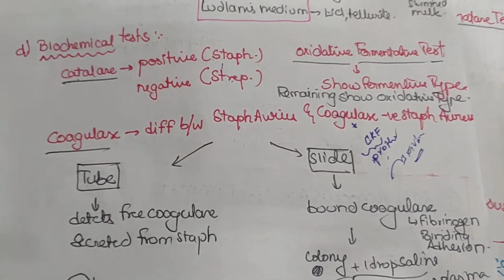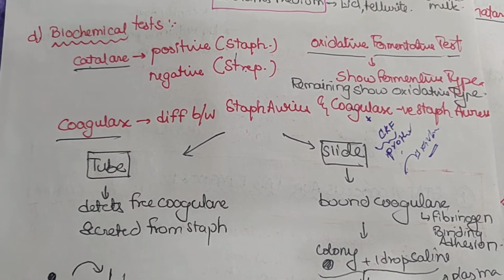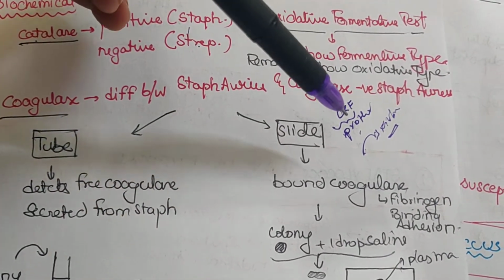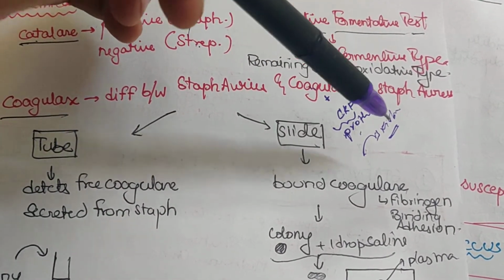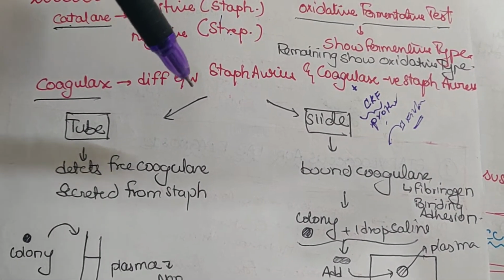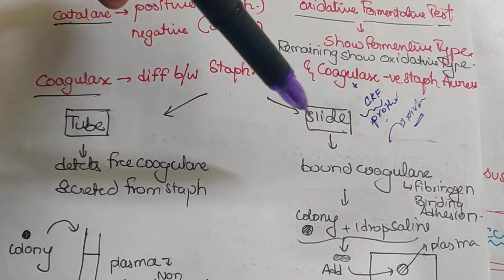Okay, part 2 of the video. We are in the coagulase test. This coagulase binds to the CRF and it will activate fibrin to form the clot. And there are two types of coagulase test, that is tube coagulase and slide coagulase.